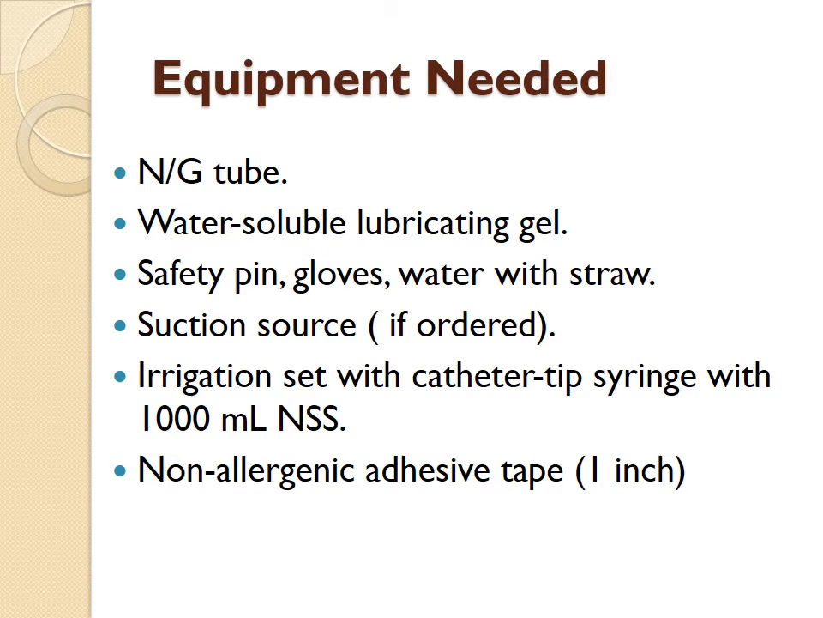So the first thing you're going to need, depending upon the size, will be the nasogastric tube, that Salem sump tube itself. You want to make sure that you have water-soluble lube gel, KY gel, whatever you want to call it. You're going to need a safety pin, a basin, a towel or an incontinent pad. You're going to need clean gloves. This is not a sterile procedure. You will need water in a cup with a straw if necessary.